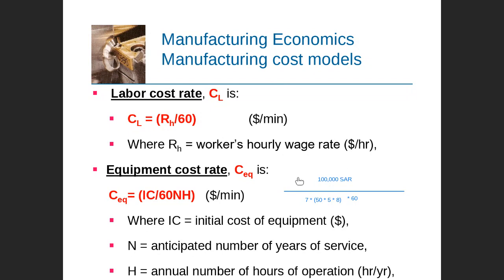So this is a cost. This is the price of the machine. You divide by the number of minutes per year. This is the number of minutes per year for 7 years. How many minutes in 7 years? In a very simple way, how many minutes in 7 years? Then you get dollar per minute. So this is a dollar per minute here. So it's dollar per minute for labor and equipment.